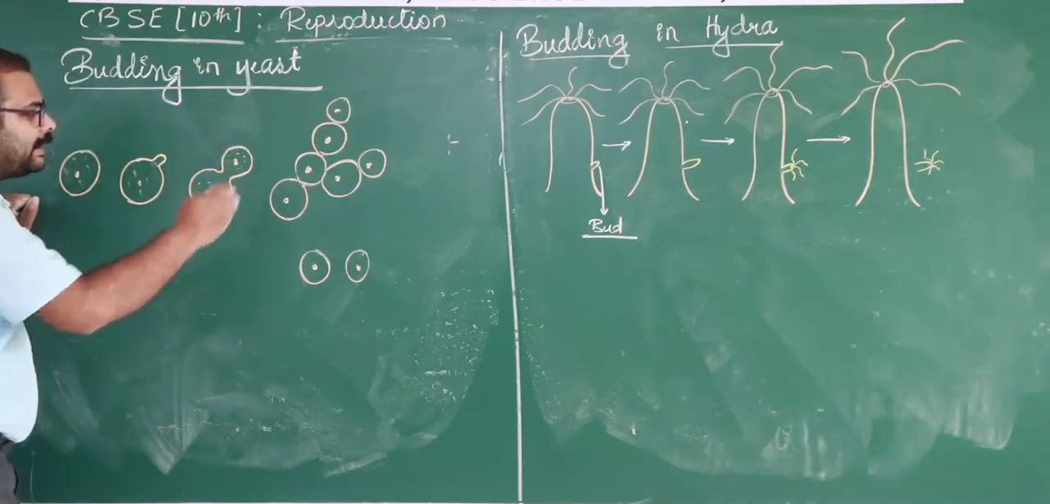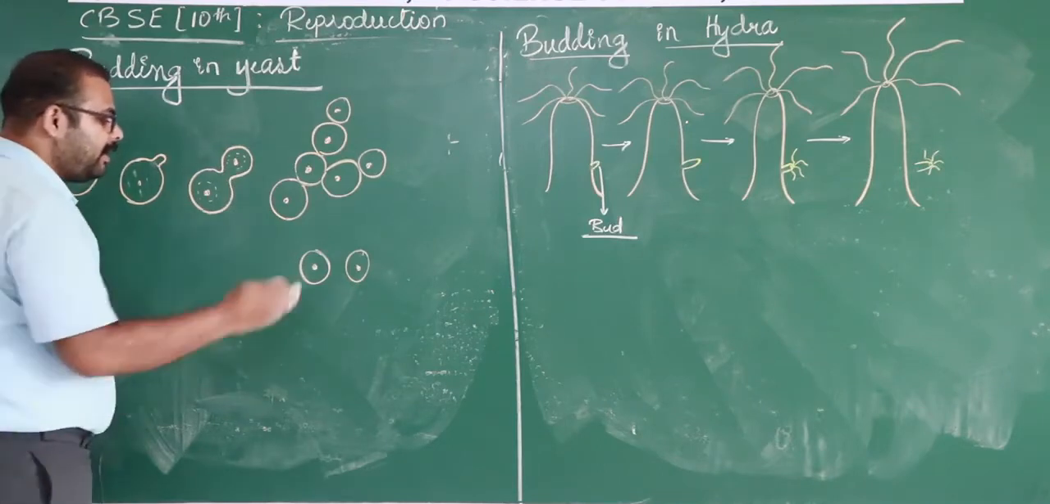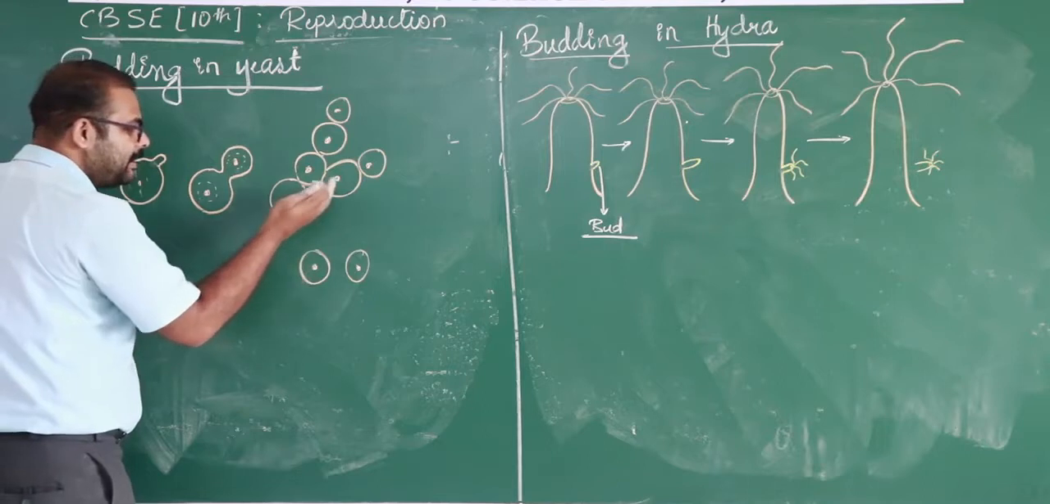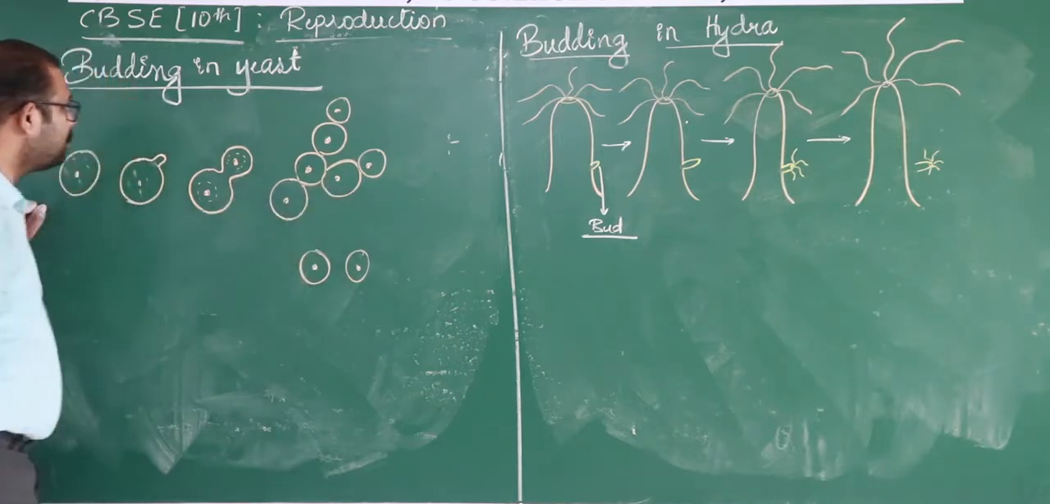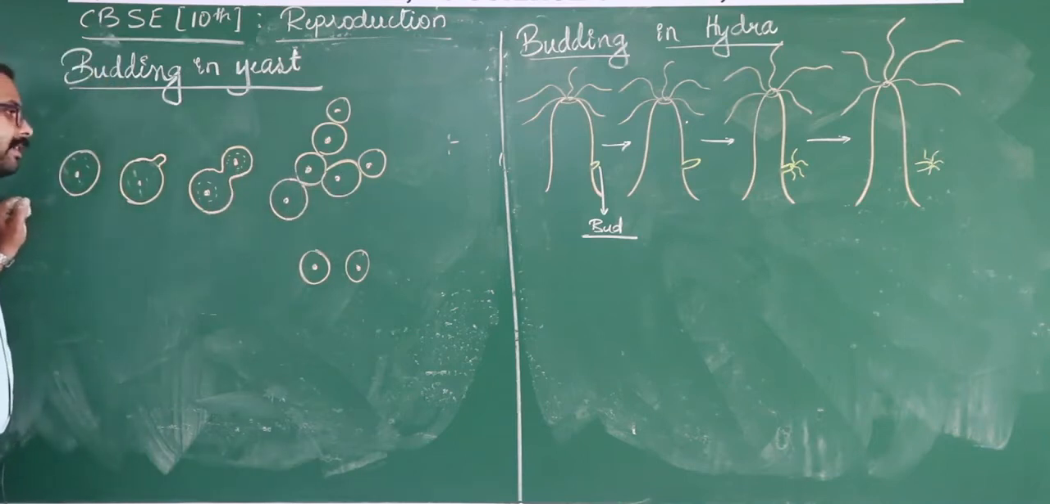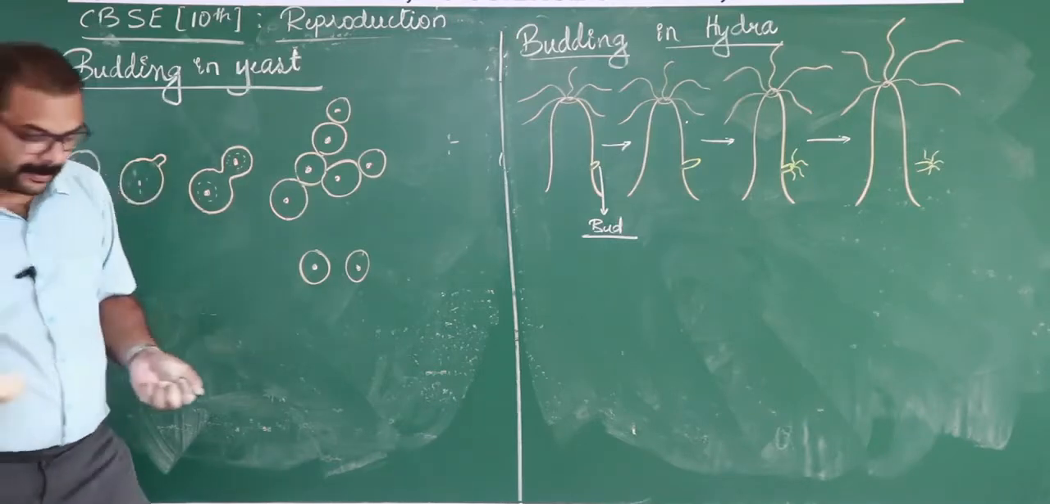Later they will detach from each other, but when you observe under the microscope, you can see free yeast cells as well as joined yeast cells. So this method of reproduction is what we call budding. So we have to study two examples: one is Hydra and another is the yeast cell. After studying budding, let's move on to the third method, that is spore formation.